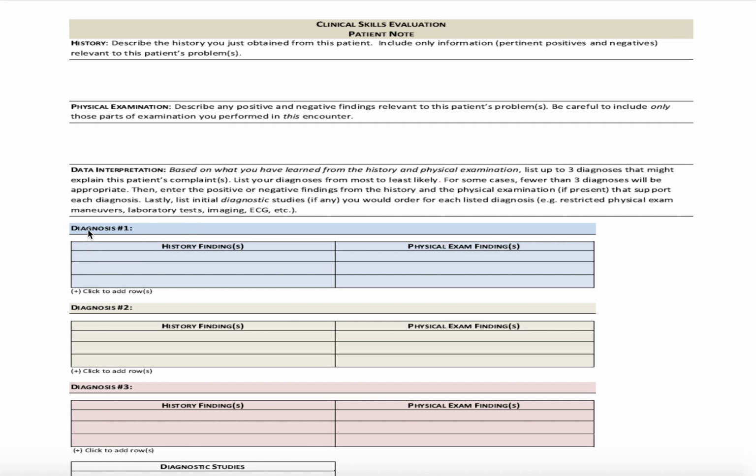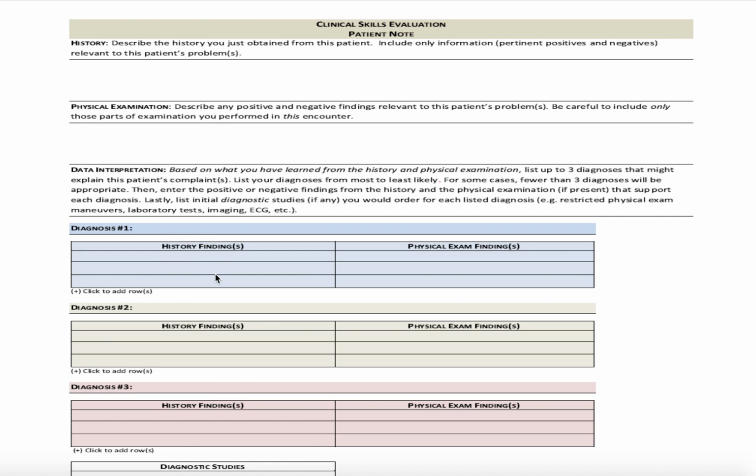And then you have these three areas, where you have diagnosis 1, 2, and 3. And these are put in order of likelihood. So diagnosis 1, the most likely diagnosis that explains the patient's primary problem. Then diagnosis 2, the second most likely. And if you need to, you don't always have to put a third diagnosis, but most of the time you will. Number 3, a third diagnosis that might explain the patient's problem.